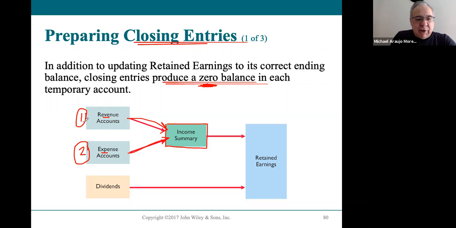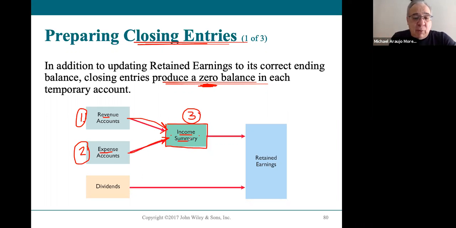Okay, so just after the first two steps, we already have all of our revenue accounts closed, which means their balances are zero. And we have all of our expense accounts closed, which means their balances are zero. But now we have this sitting in income summary. Your income summary account is going to look like your income statement. On one side of the account, you're going to have all your revenue. On the other side, you're going to have all your expenses. Why? Because you just closed them and moved all those totals here.